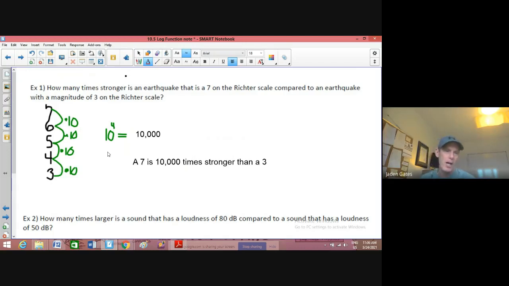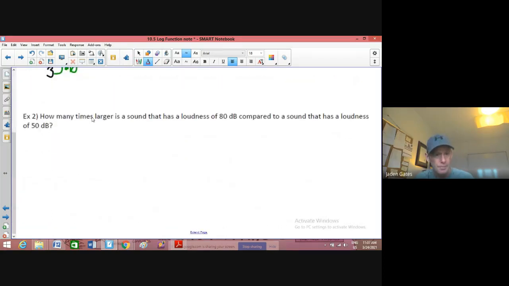So if you don't realize, between say a 7 and a 6, well, if 6 causes a lot of damage, a 7 causes 10 times the damage, or is 10 times stronger. All right, so it's a logarithmic scale. Now we also have another logarithmic scale, and that is when we talk about sound.